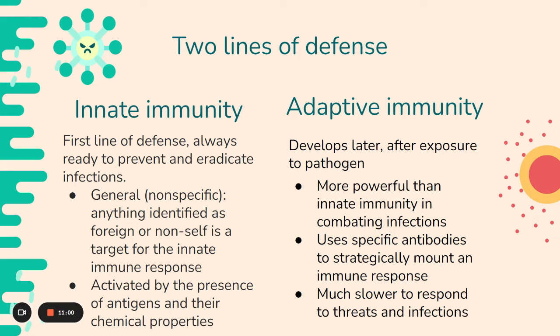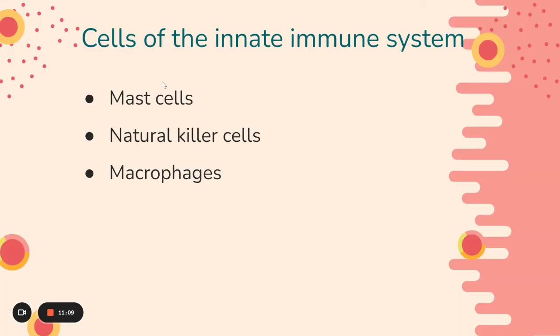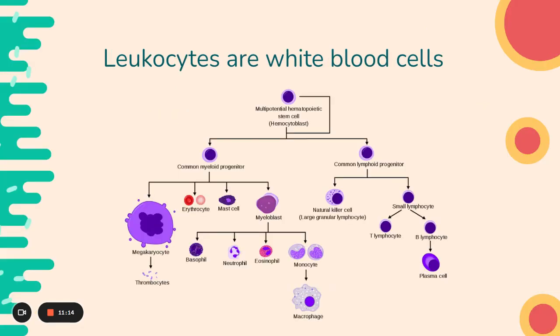So in the next few slides, we're going to be focusing on a few cells that are important in innate immunity. So these are all cells that are important for the innate immune system. So we'll start with mast cells. Oh, before we get into that, all of the cells that we're going to talk about are leukocytes. And leukocytes are just another name for white blood cells. And white blood cells are a very general category of cells. A lot of different kinds of cells can be a white blood cell. So we're going to be talking about three different kinds of white blood cells.